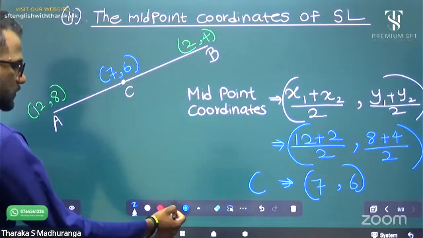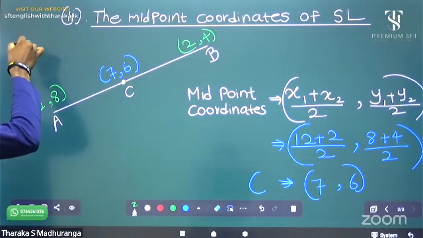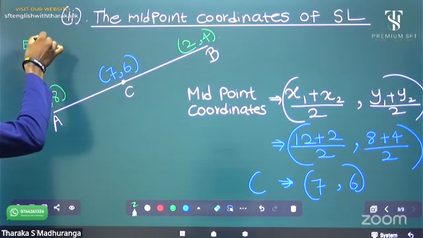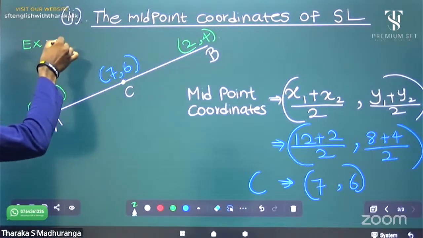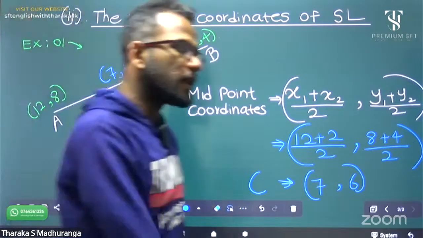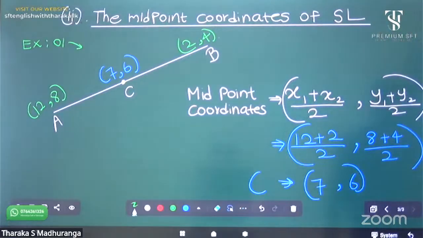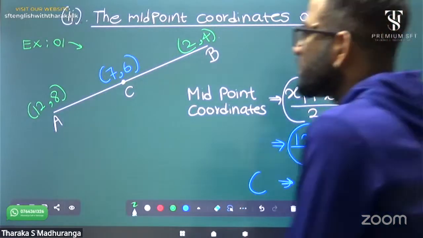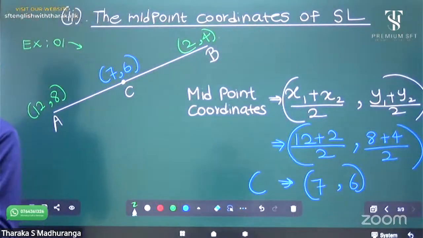Very good. Write down example number 1. Draw this line and write down clearly. For the coordinate geometry lesson, you have to prepare a perfect note.